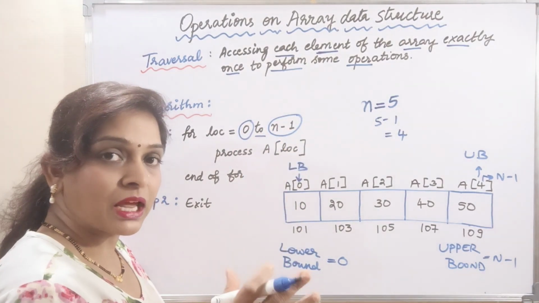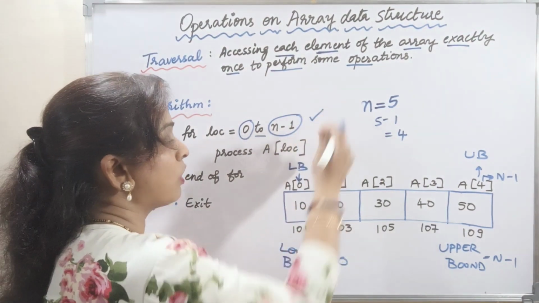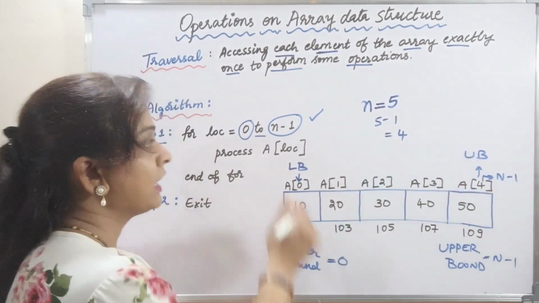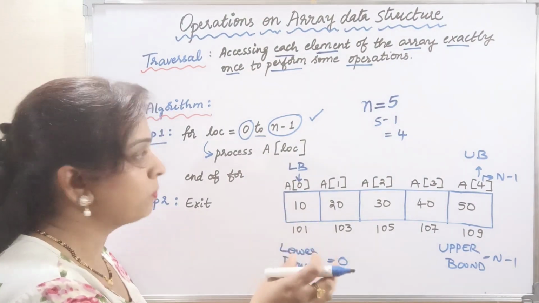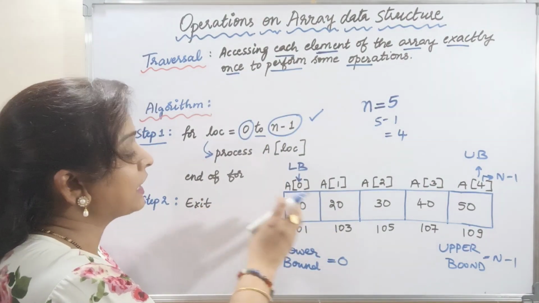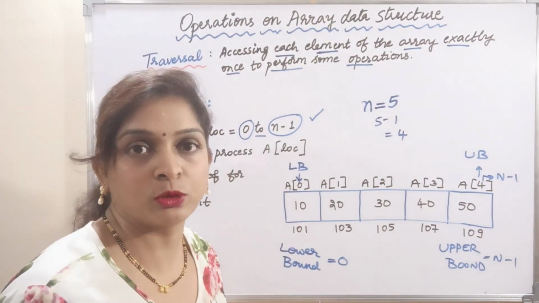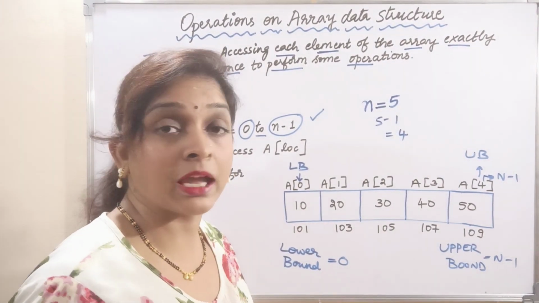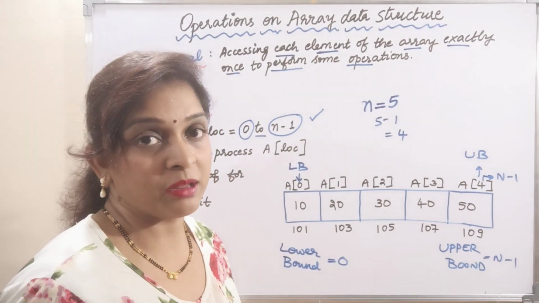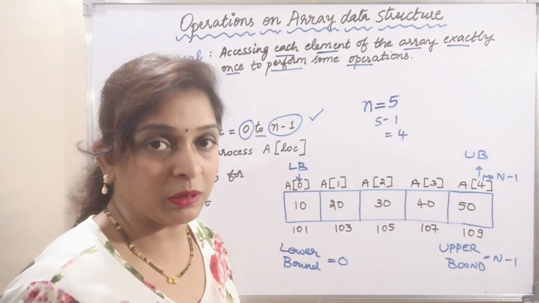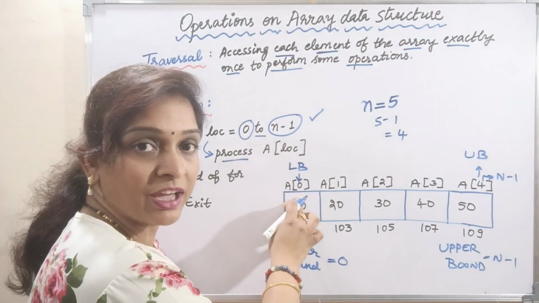I need to check whether I am within the bound of 0 to 4. If I am within the bound of 0 to 4, then I should get inside the loop and process that. The process depends on the operation we are going to perform. I may search for an element, or find the maximum or minimum of the array elements, like this. Any operation it can be. That is what process means.